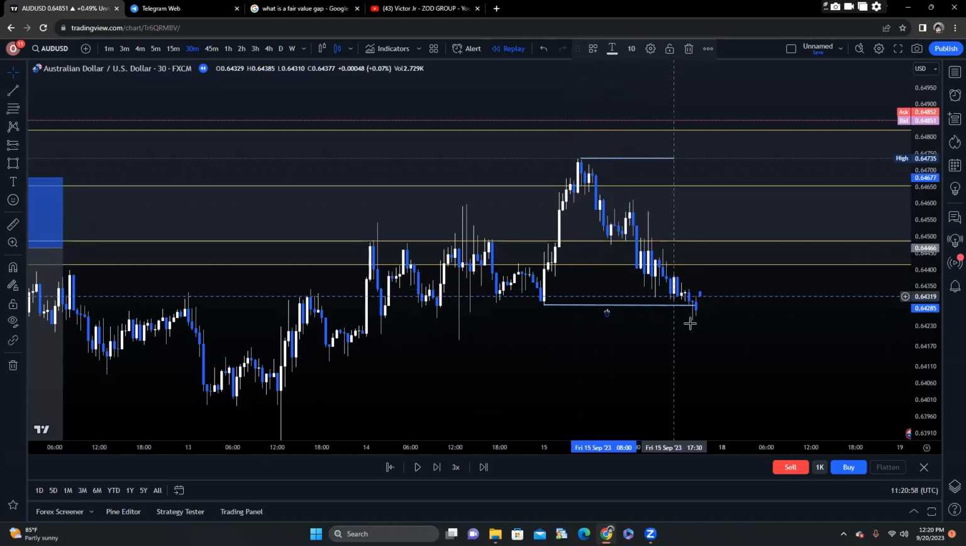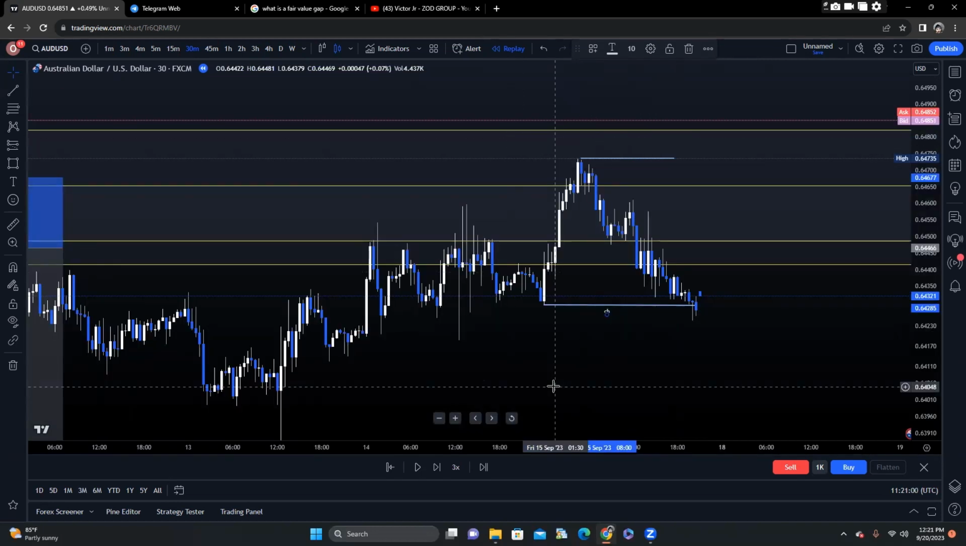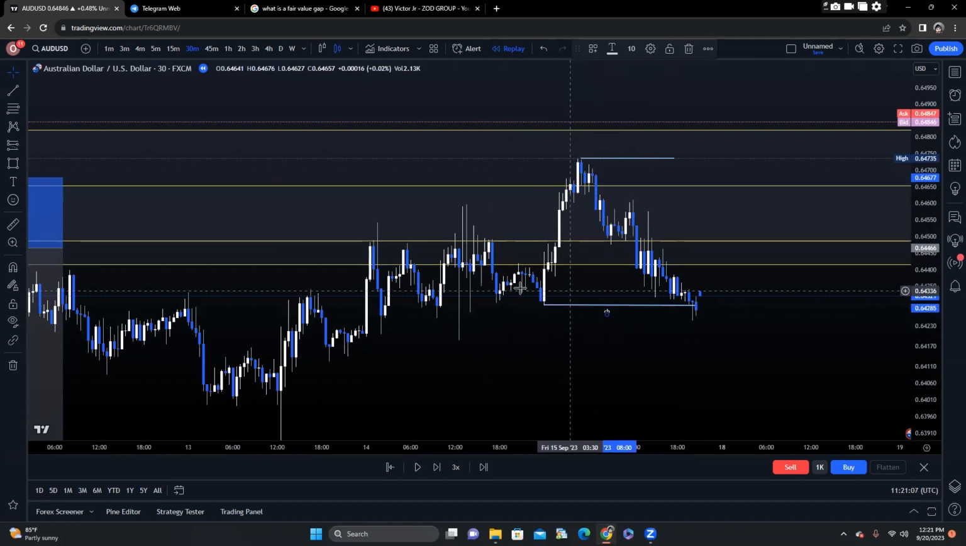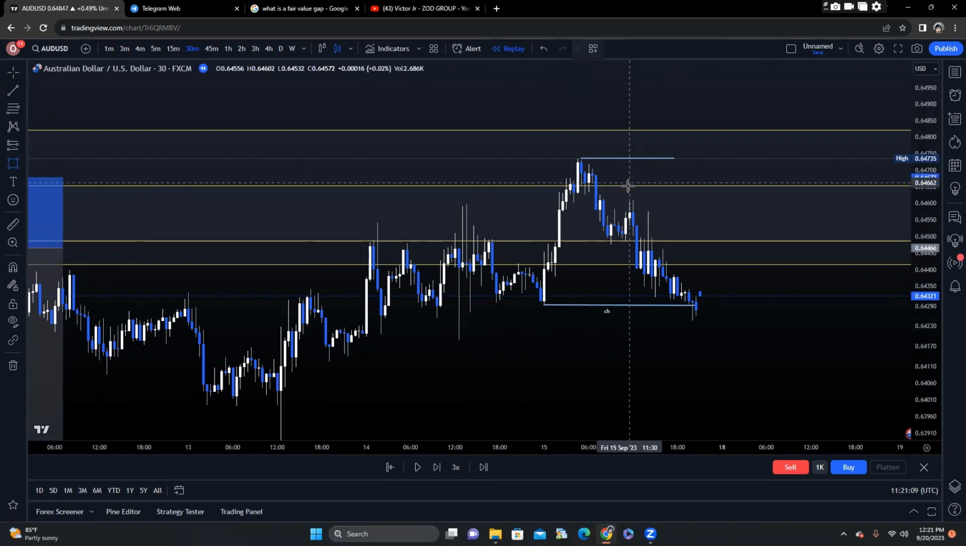Okay. Now the next thing we want to do, since we have a change of character here, is to see where our order block is. This was the low that was taken. So where is the supply zone, the demand zone that caused this change in character? Number one that we can see is here. But what happened? It has already been mitigated here.